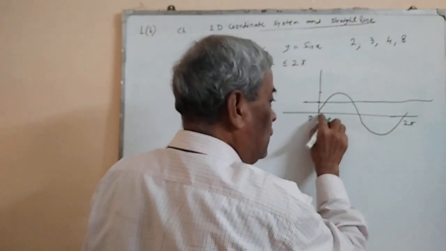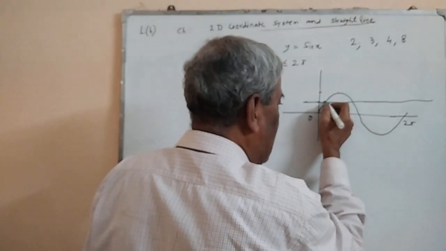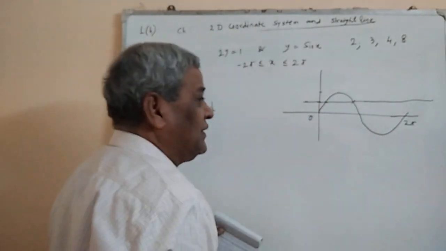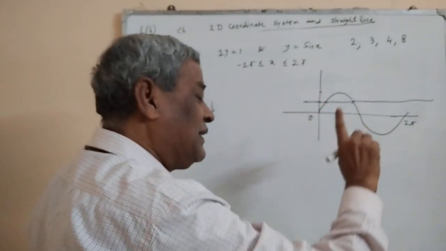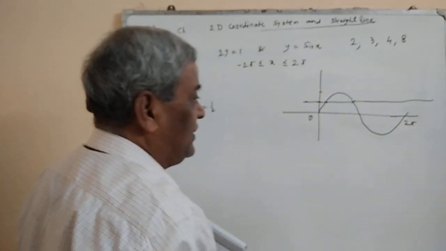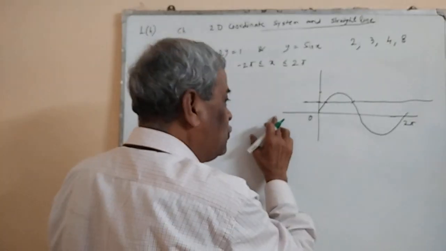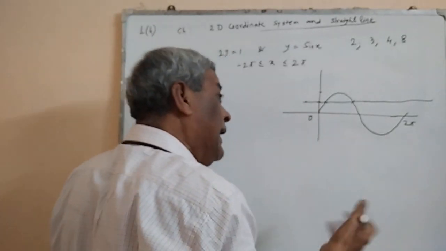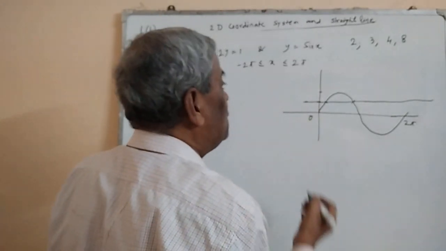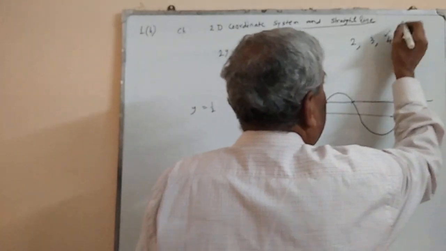So from 0 to 2 pi, it meets at 1 point, at 2 points, and after that no point it will meet. Similarly, between minus 2 pi to 0, it will meet again at 2 more points. So the total number of meeting points is 4.